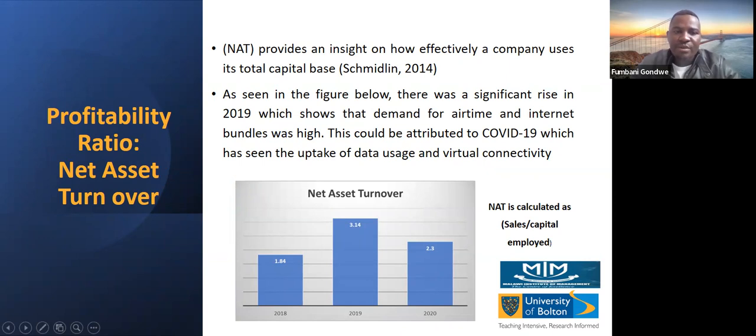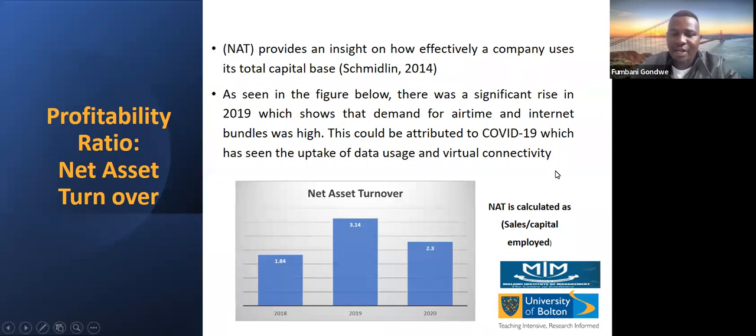The other profitability ratio that I'm going to look at is the net asset turnover ratio. Basically, this provides an insight of how effectively a company uses its capital base. In other words, it looks at the effectiveness or efficiency of a firm in how it utilizes its total assets to generate revenue. And this is calculated by using the formula total sales over the capital employed.